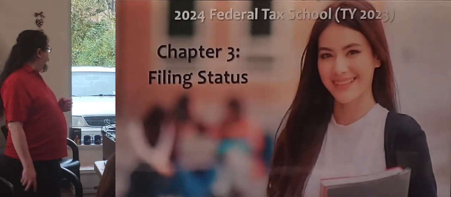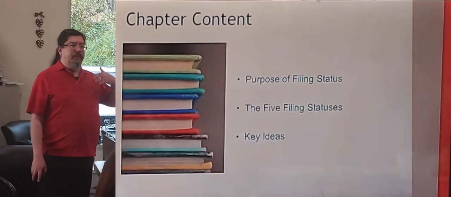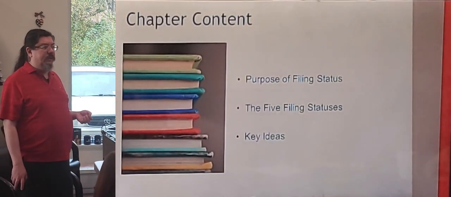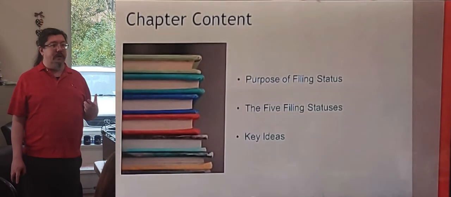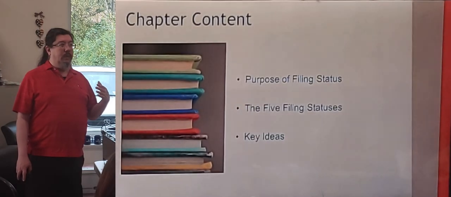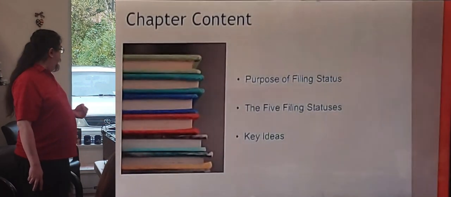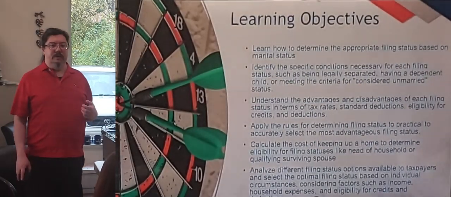Okay, so we'll come back to Chapter 3, filing status, and we're going to review the 5 filing statuses. Then we're going to go into a little bit more detail on head of household because that's the most confusing and most easily abused filing status. And we'll talk about what filing status even does for you.